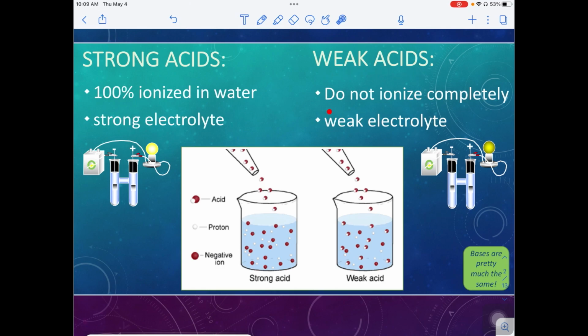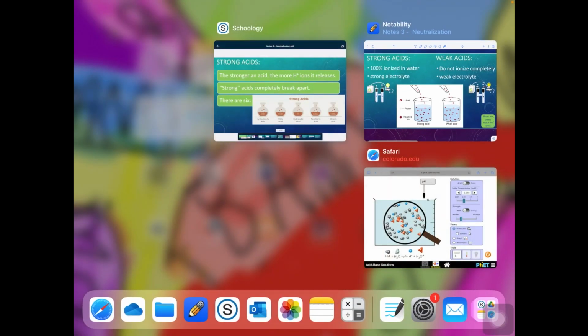So a weak acid does not ionize completely. It doesn't break apart. It's a weak electrolyte. A strong acid is 100% ionized. It is a strong electrolyte.